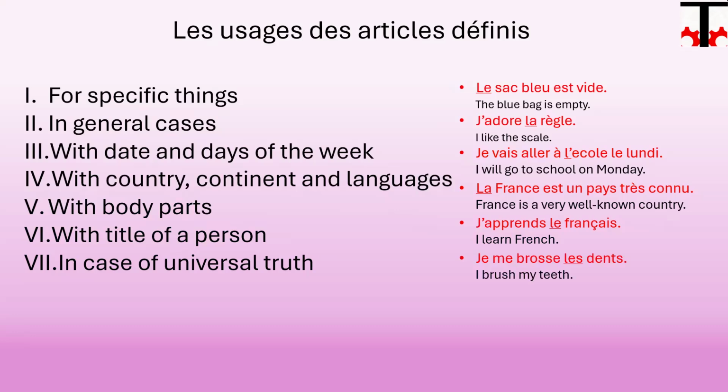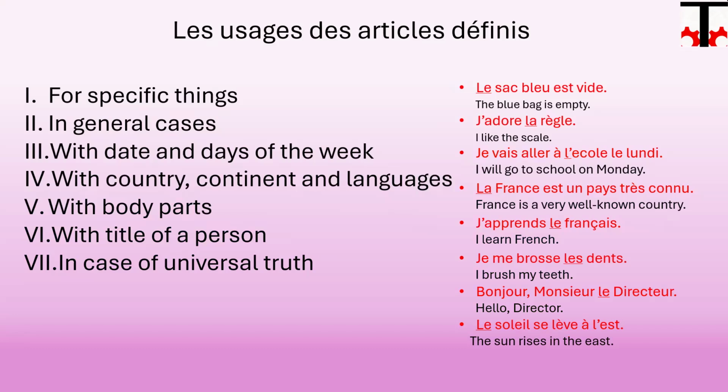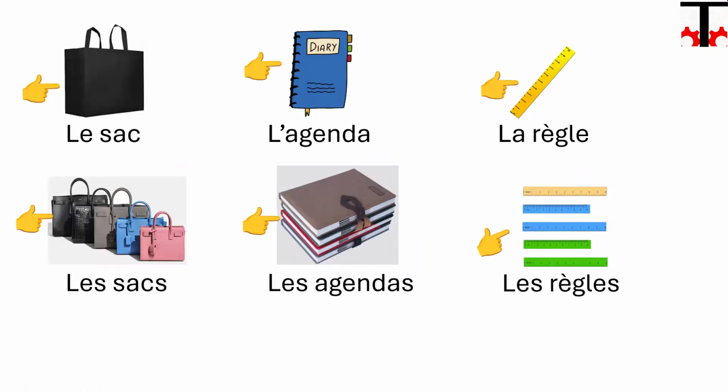Then it's used with body parts. Je me brosse les dents. I brush my teeth. It's also used with the title of a person, like Bonjour, monsieur le directeur. Hello, director. It is also used in case of universal truth. For example, le soleil se lève à l'est. Here, le is the definite article. Now, let's see some more examples of definite articles. Le sac, l'agenda, la règle, les sacs, les agendas, les règles.